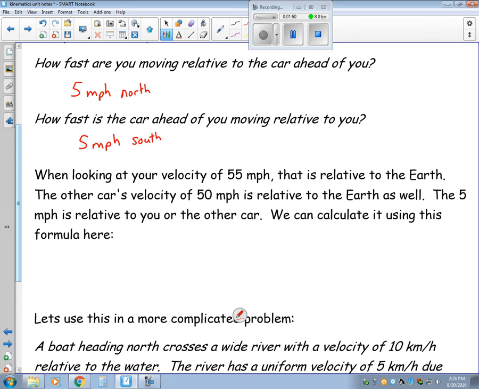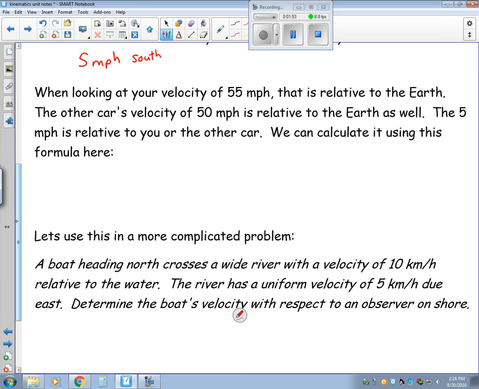Now we do have a formula to help us calculate this. The velocity of object A relative to object B equals the velocity of object A relative to the ground plus the velocity of the ground relative to object B. That is a quick little formula that we can use. Something special about this: if you reverse those letters, it introduces a negative sign.